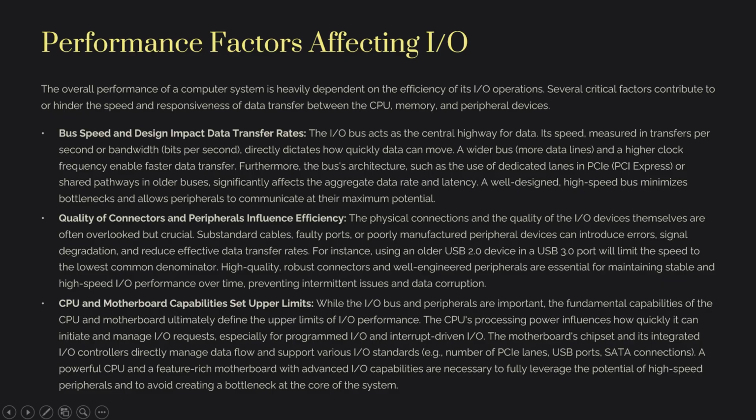Now let's talk about performance factors affecting input and output. So here we are going to be looking at what makes your computer fast, because CPU power alone isn't enough. Input and output performance is like the circulatory system of your machine. So if data can't move efficiently, the entire system slows down. So as you can see on the slide, the first point we would want to look at is bus speed and design.